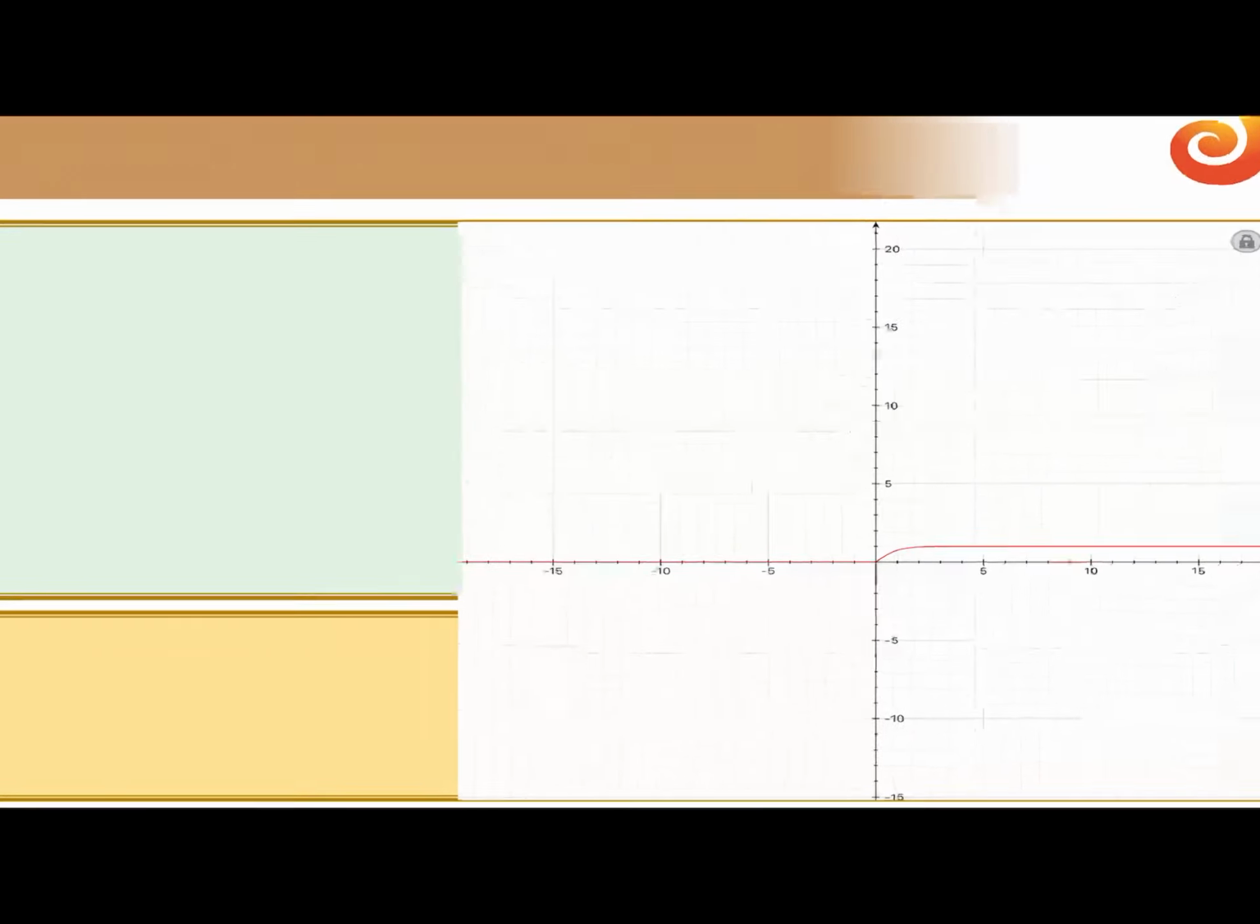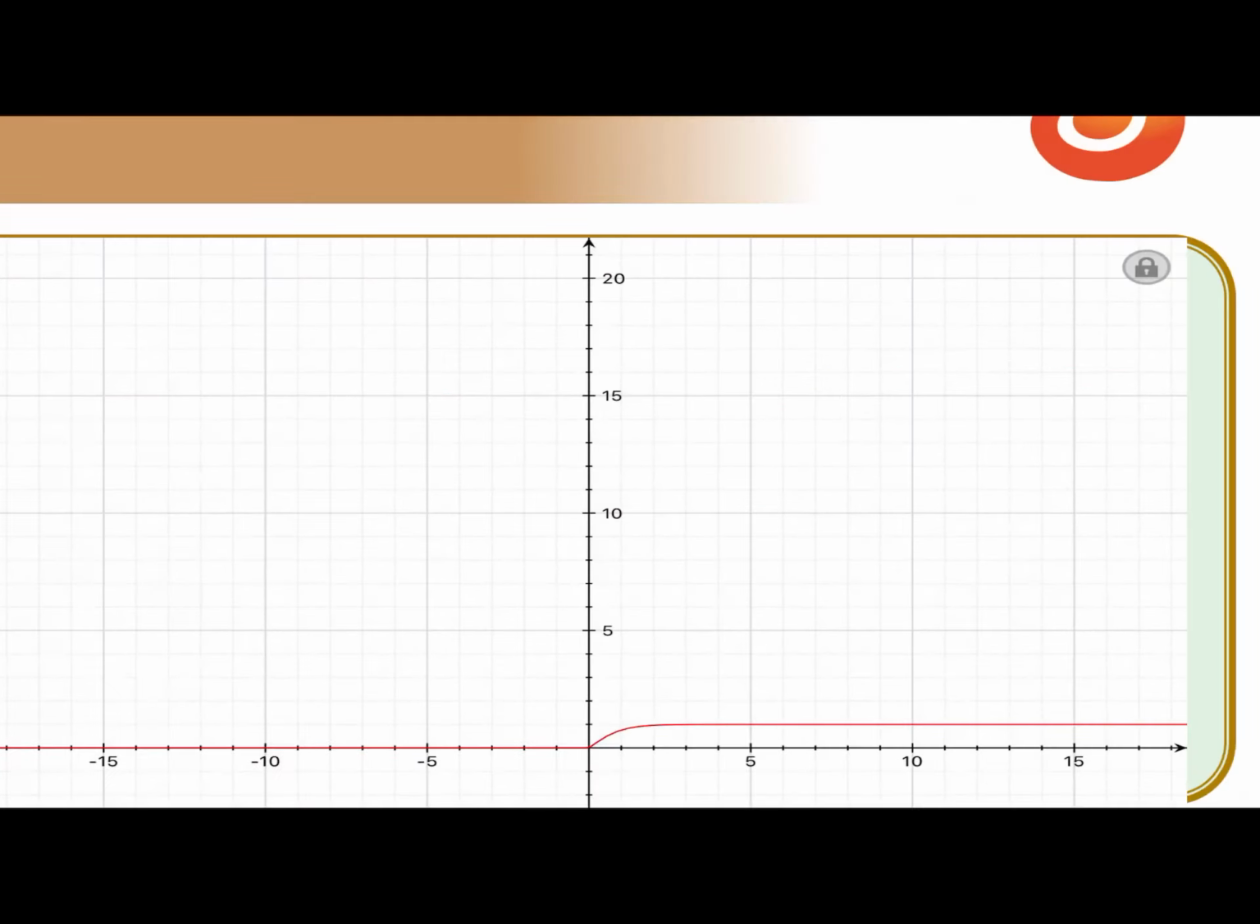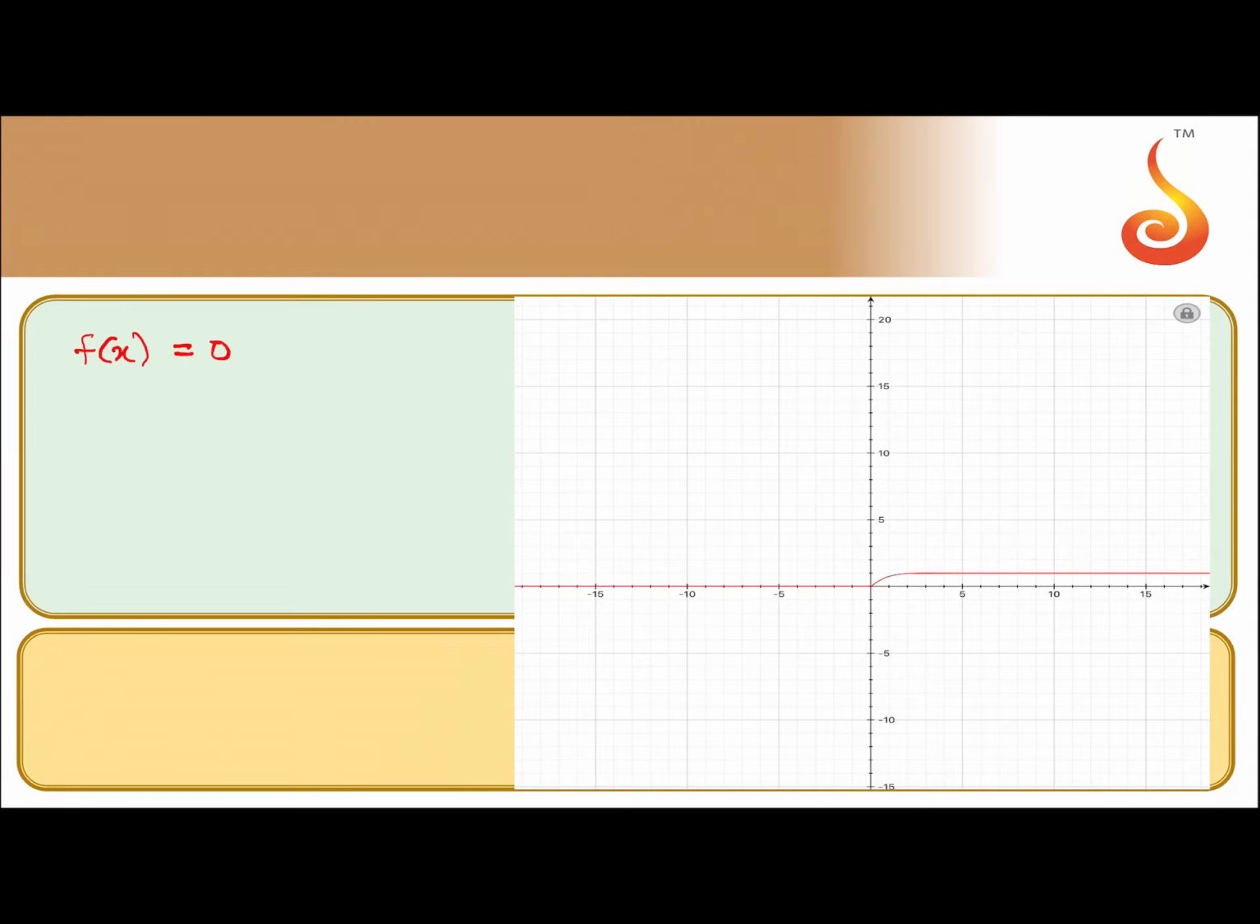The graph looks like this. I'll zoom it out. You can see the graph. So what is happening here? Whenever x is less than 0, f of x is equal to 0. It means f of minus 1 is also 0, f of minus 2 is also 0, therefore it is many-one. Many-one. Okay. Why is it into?